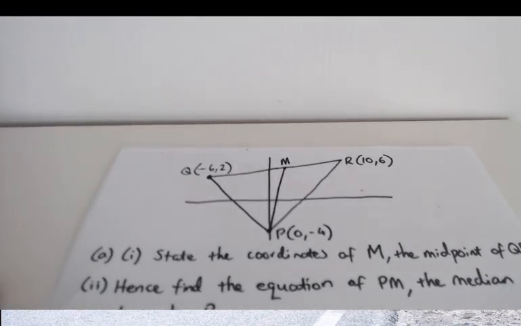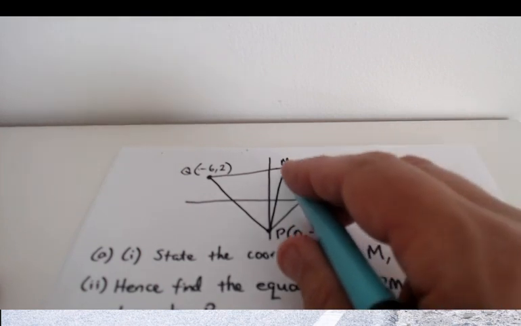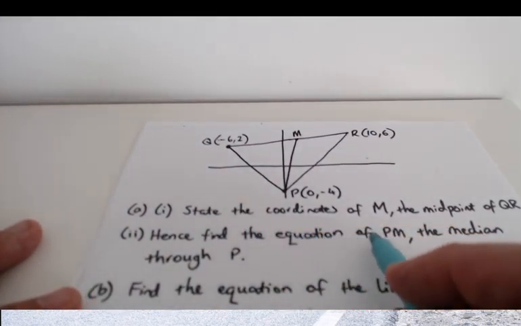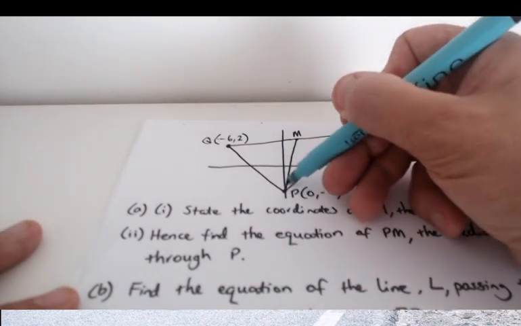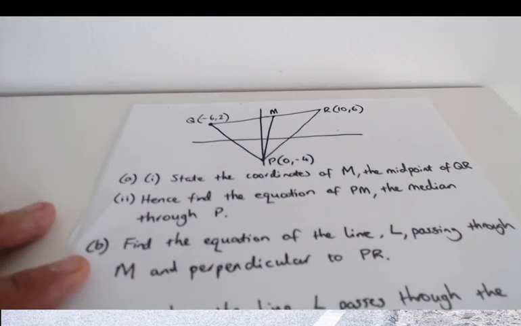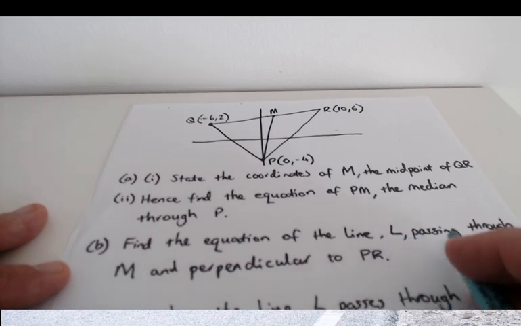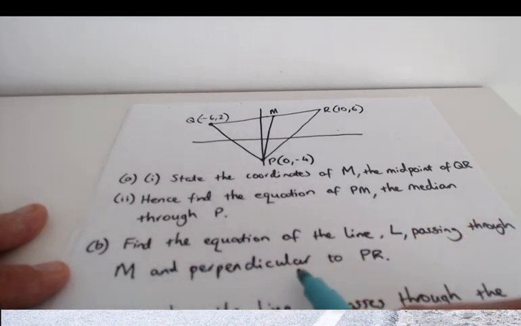Part A, part 1. You're going to state the coordinates of M, the midpoint of QR. Part 2, hence find the equation of PM, the median through P. Part B, find the equation of the line L passing through M and perpendicular to PR.